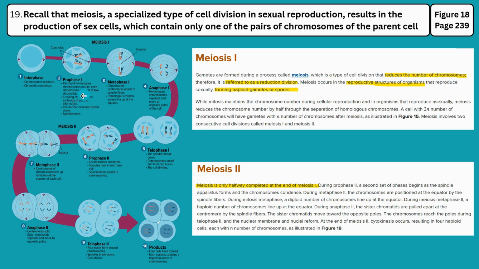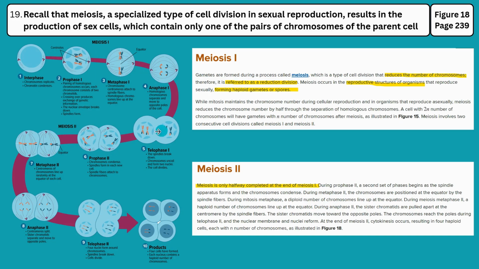In prophase 1, the pairing of the homologous chromosomes takes place, and chromosomes consist of two sister chromatids. Then crossing over starts here. So that happens in meiosis 1. During prophase 2, the second set of phases begins. The spindle apparatus forms and the chromosomes condense. So the second phase will start here in prophase 2. Now there are two cells.